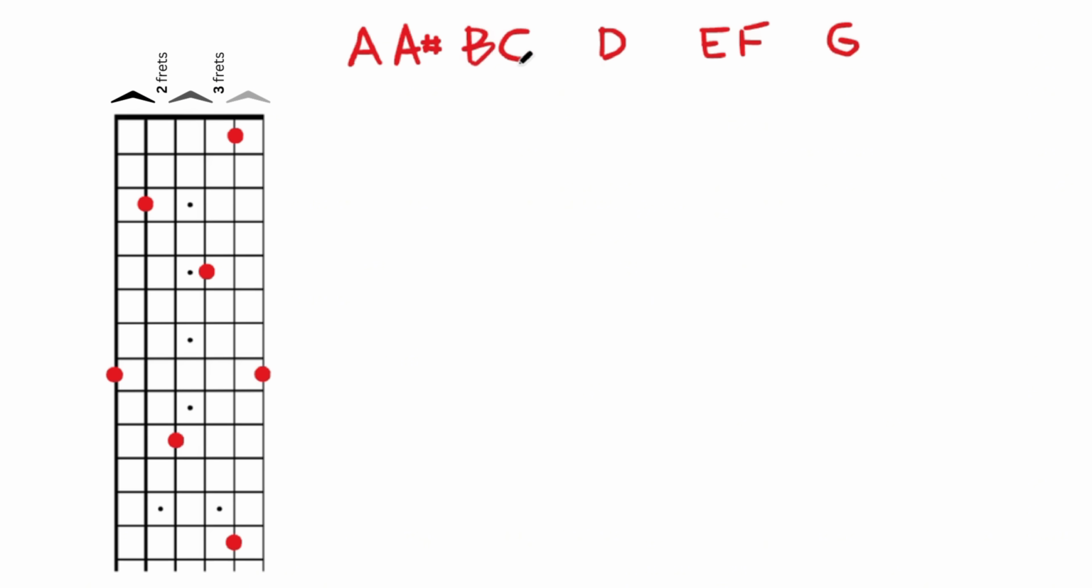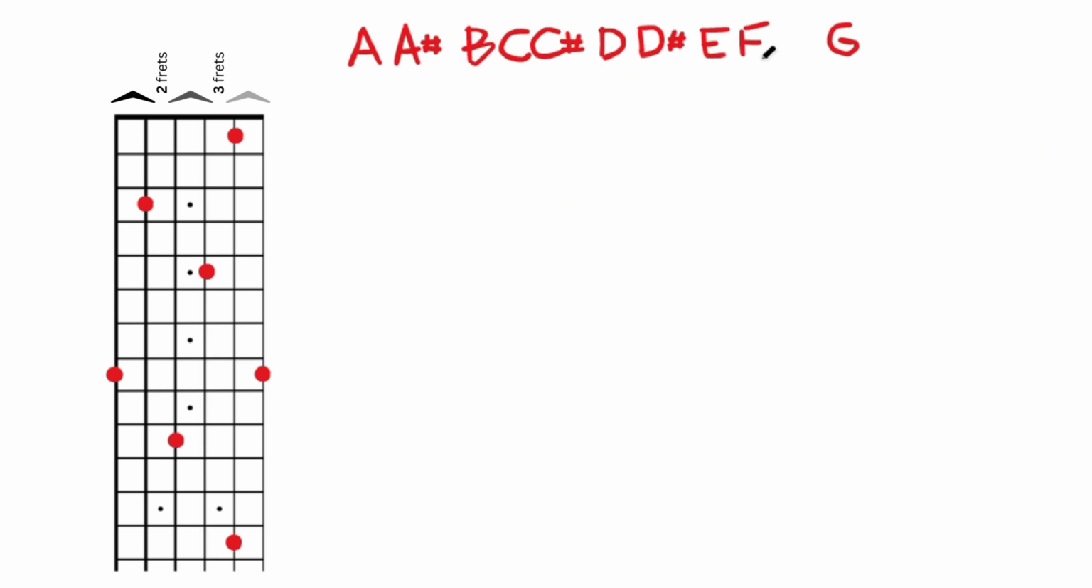In between B and C, there's no other note. In between C and D, there's a C sharp. In between D and E, there's also another note. We're going to call that D sharp. Sharp meaning 1 fret higher from the note we're starting with. So it's a D, 1 fret higher, it's a D sharp.